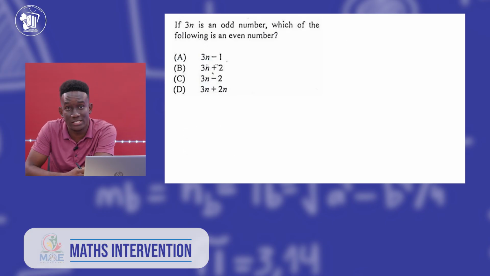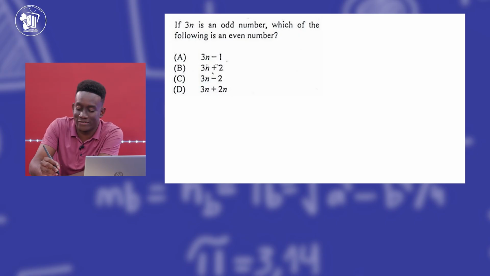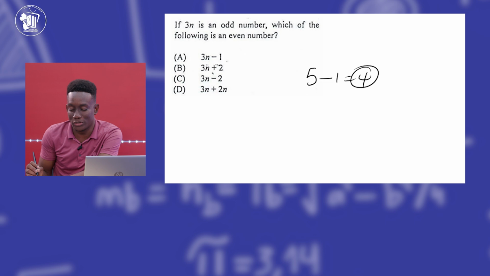The next question says, if 3n is an odd number, which of the following is an even number? Let's say instead of 3n we had an odd number, 5. And let's look through these scenarios. This first one says 3n minus 1, but instead of 3n we have 5. So 5 minus 1 is equal to 4. And we know 4 is an even number. So this answer here is simply A.